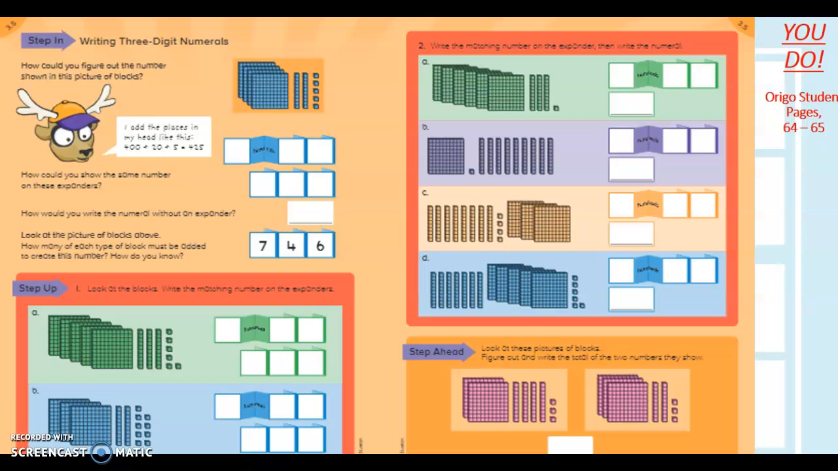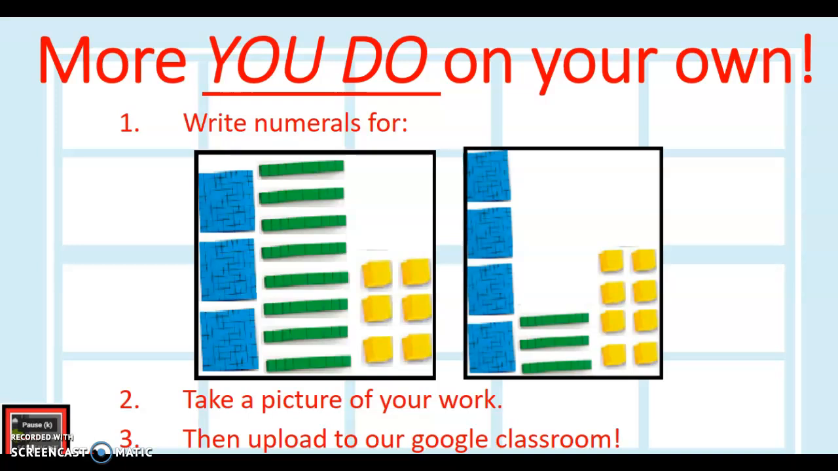In class today, I want you to do some more on your own in your workbooks, pages 64, 65. Do those activities, take a picture, and upload to your classroom. And then some more independent activities. You have these two pictures right here. What I want you to do is to follow the steps we just did to write the numerals for these pictures. Take a picture of the work and then upload to your classroom.